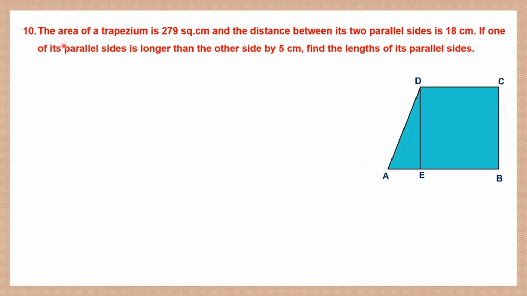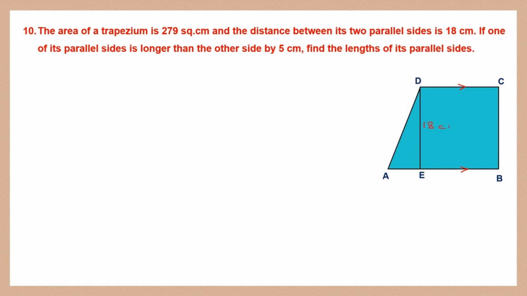Question 10. The area of a trapezium is 279 square centimeters. So we have a trapezium here and the distance between its two parallel sides. Remember, a trapezium has one pair of parallel lines. So here we have CD, this is one, and we have AB. These are the two parallel lines of this trapezium. And the distance between the two, that will be the height. So the distance or the height here is 18 centimeters.